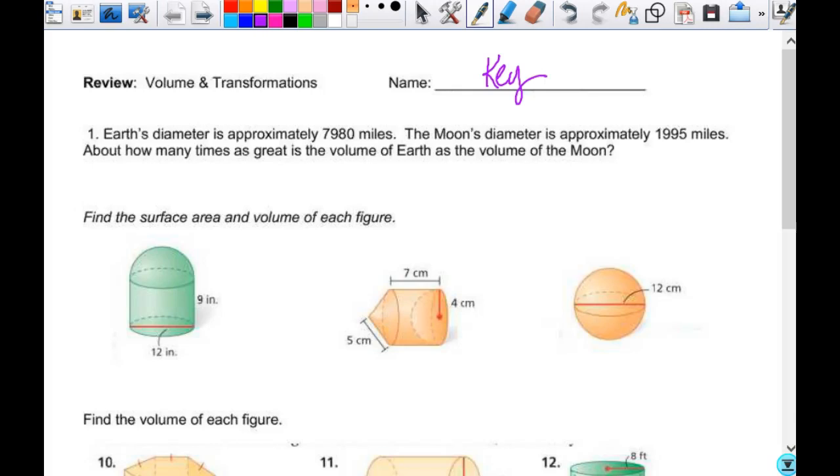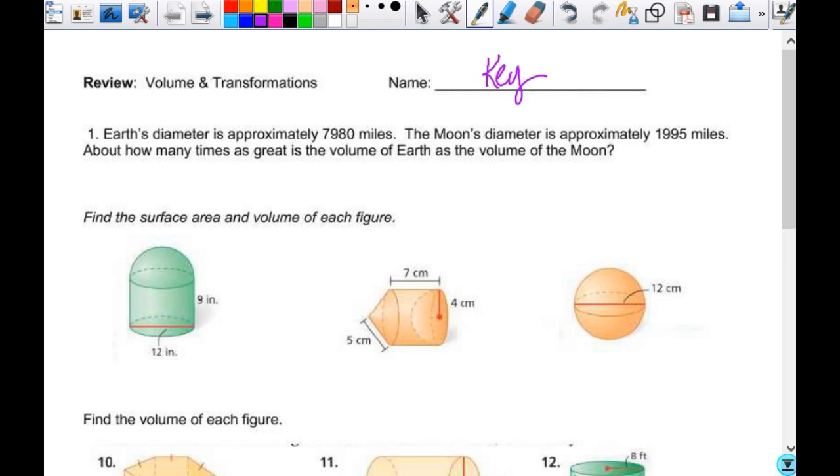So number 1 says the Earth's diameter is approximately 7,980 miles. The moon's diameter is approximately 1,995 miles. About how many times as great is the volume of the Earth as the volume of the moon? Now, I could find the volume of both and figure it out that way, but I don't want to do that. Those are ginormous numbers.